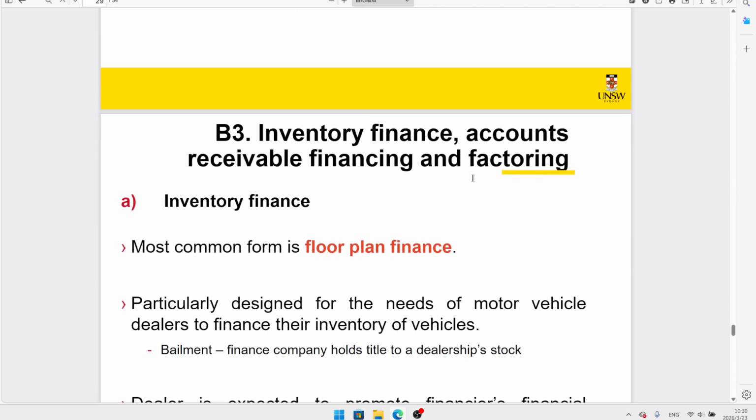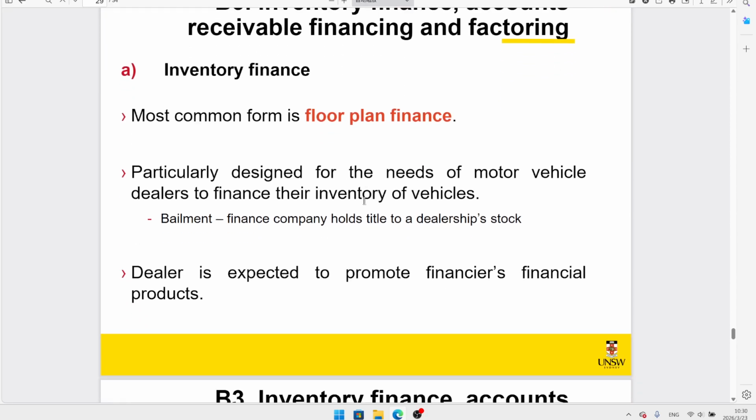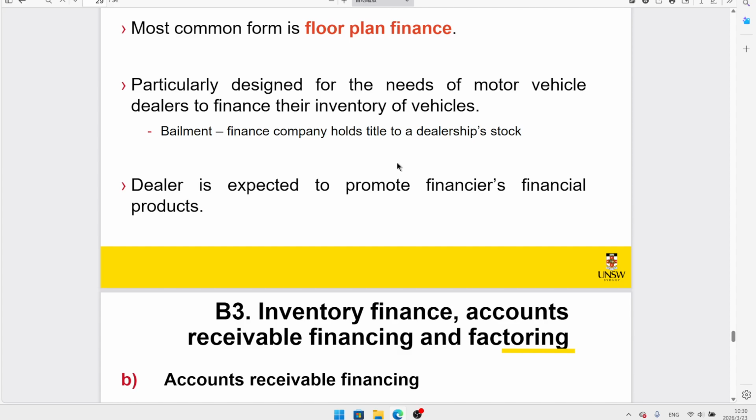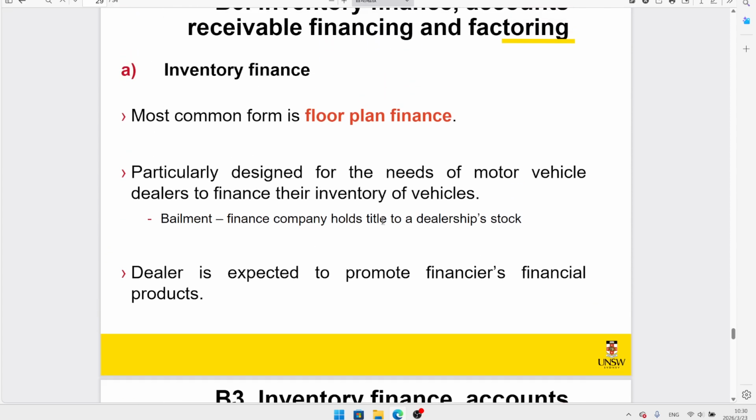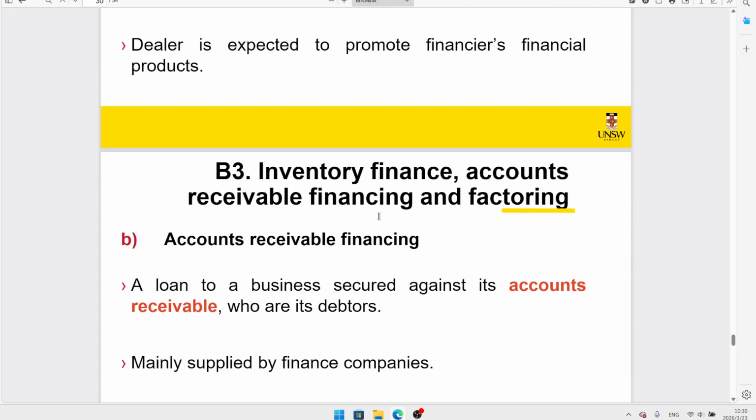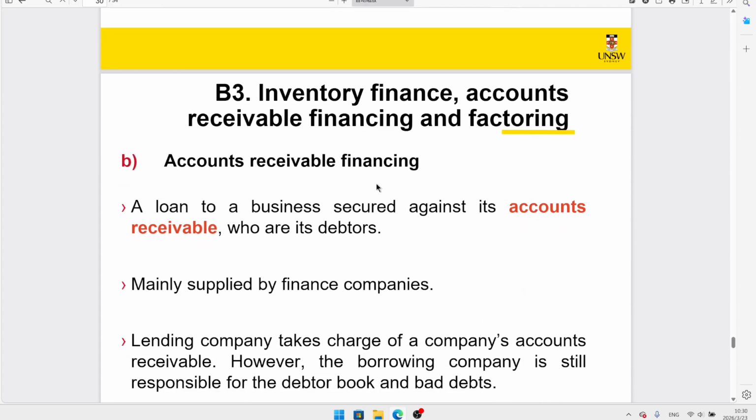Third is inventory finance, accounts receivable financing, and factoring. Inventory finance is most commonly in the form of floor plan finance, particularly designed for the needs of motor vehicle dealers to finance their vehicles or their inventory. Dealers expect to promote financial products and inventory finance.